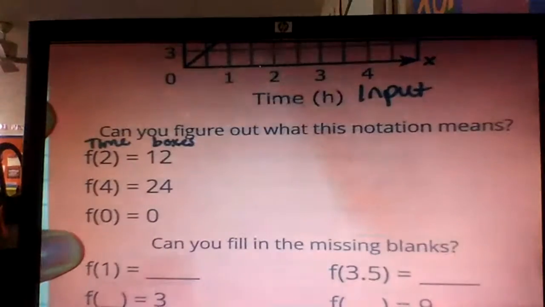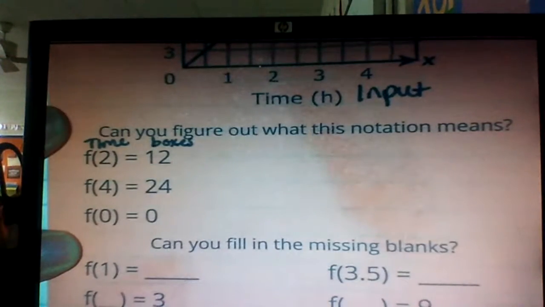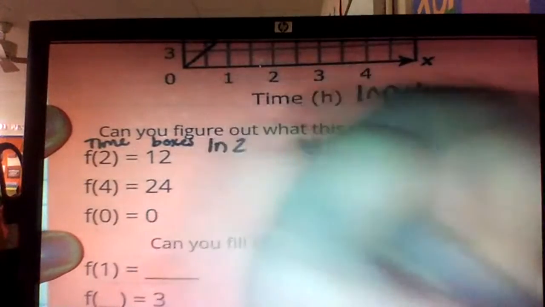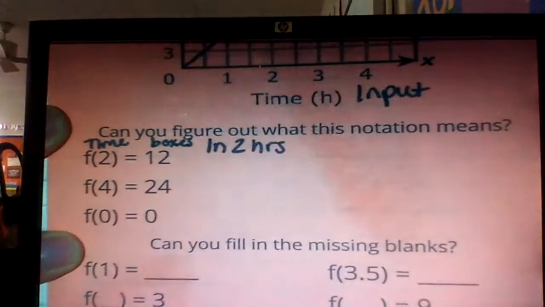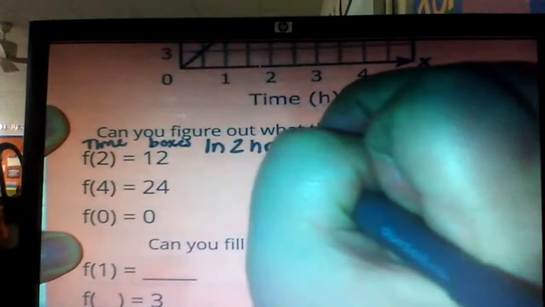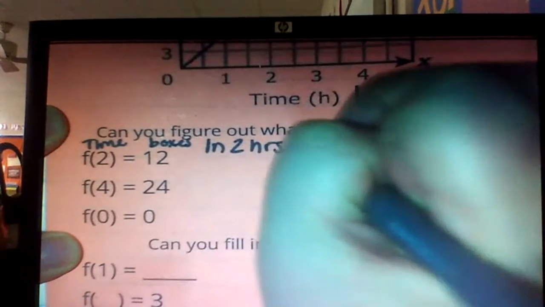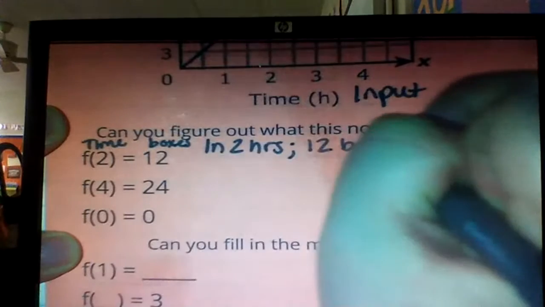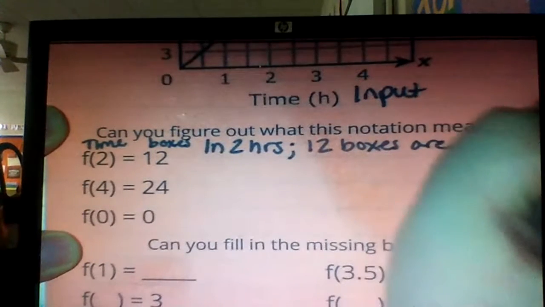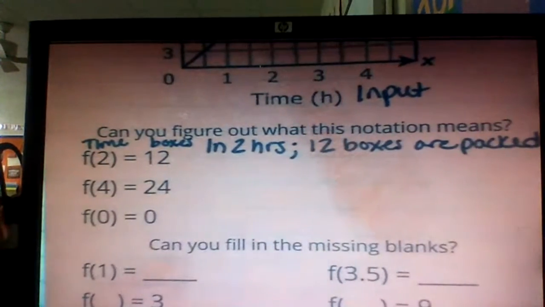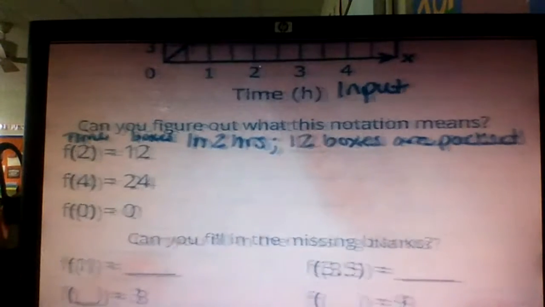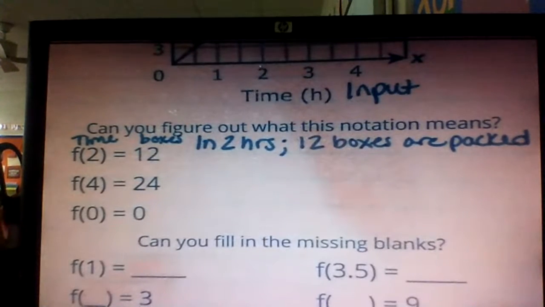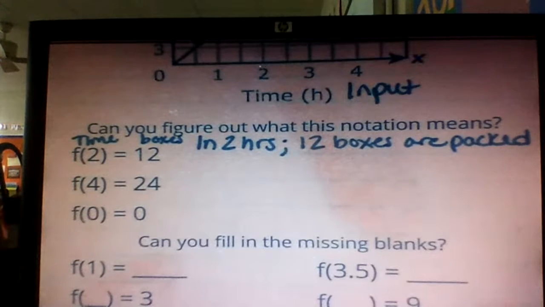So in 2 hours, because time's in hours, in 2 hours, 12 boxes are packed. Okay, so what you had to do was decipher what 2 represented. Well, 2 is your time, and that's in hours. 12 represented your boxes that you packed. So in 2 hours, you've packed up 12 boxes.